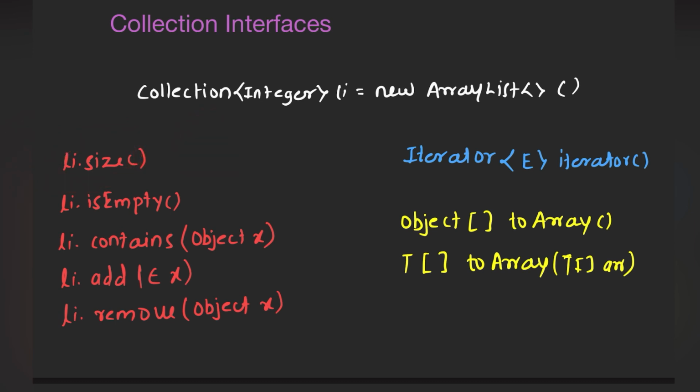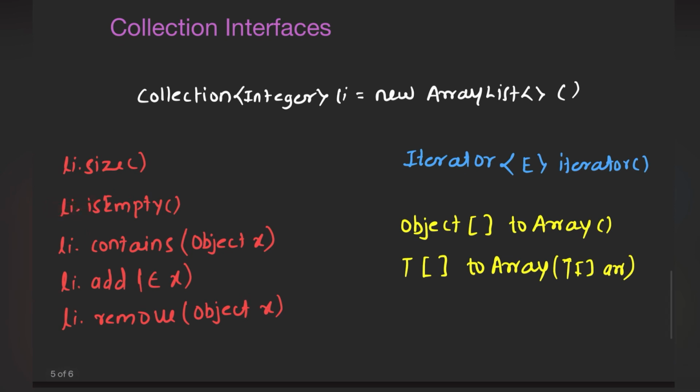The second one is called isEmpty. By the name itself we come to know that it returns true if my collection is empty, otherwise it returns false. If I try to get the output of li.isEmpty, it will simply return true because it is initially empty. There is no element present in it.